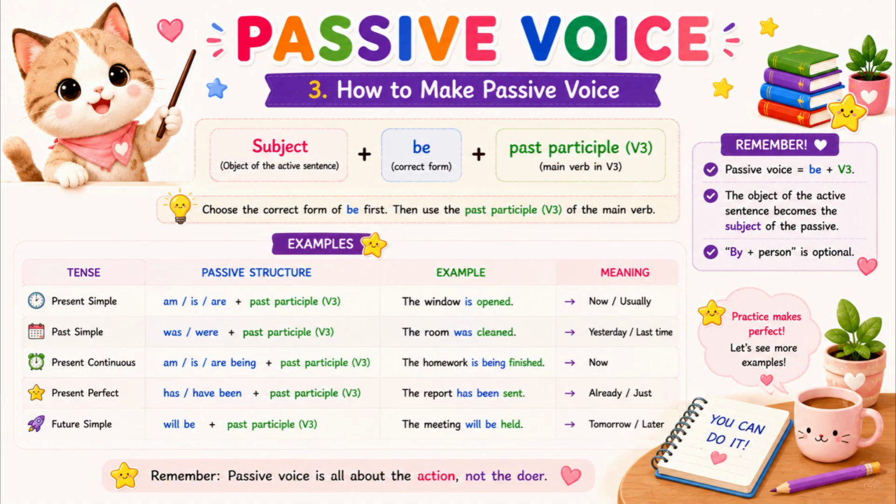Future simple. Will be plus past participle. Example, the meeting will be held. This is used for future actions. Remember these 3 important points. Passive voice uses be plus the past participle, or V3. The object of the active sentence becomes the subject of the passive sentence. And by plus the person is optional. We only include it when it is important to say who did the action. Finally, remember, passive voice is all about the action, not the doer.